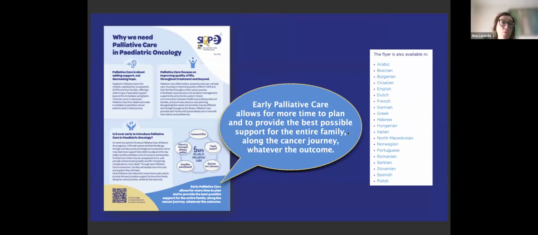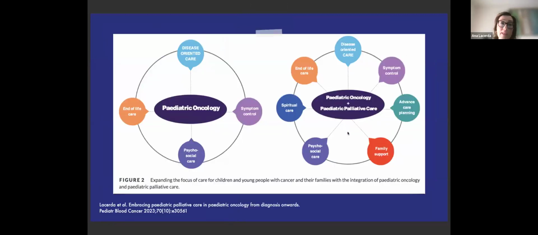One of the first things that we did in 2023 for the SIOP meeting was this flyer, why we need palliative care in pediatric oncology. So it's in a very simple and direct way. I believe it does tell everyone why we need it, and you can download it from our page. And as you can see, it's available in, I think, 20 European languages. So if you cannot find your language there, please let us know, and you can translate the flyer into your language. As I said, we published the paper Embracing Pediatric Palliative Care in Pediatric Oncology from Diagnosis Onwards.